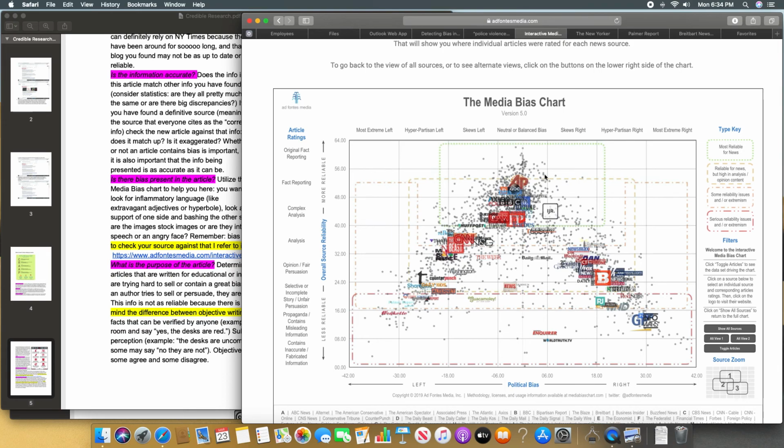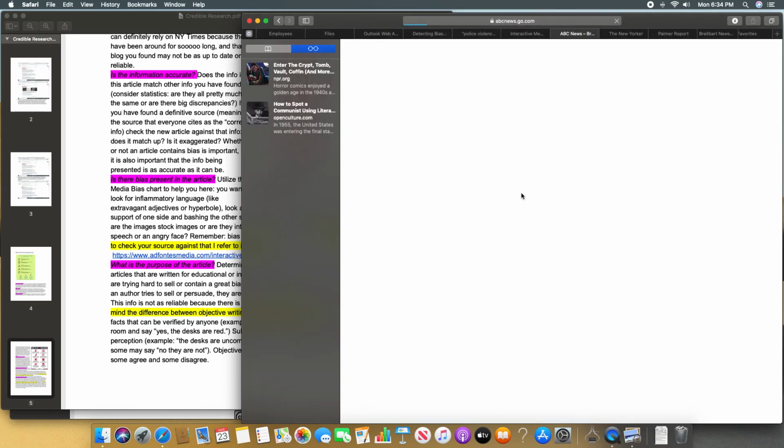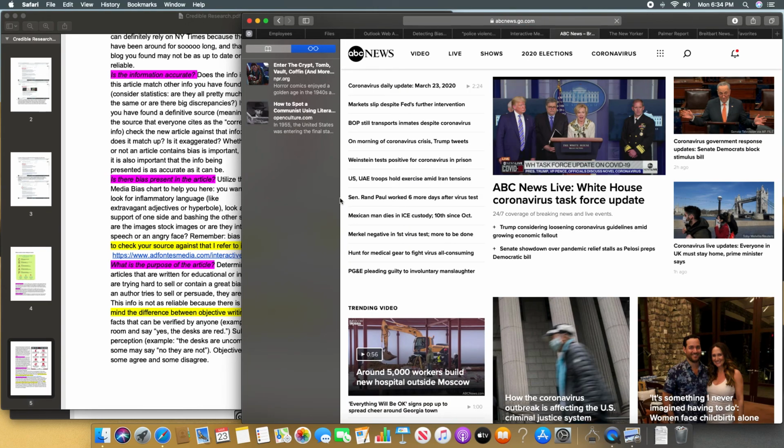If you find a source, you can check it against here and see if you can find it, right? You're like, oh, okay, I found this source and it was on, let's see, here, okay, alternate. All right, this tells me that it's hyperpartisan left, and it's also selective or incomplete stories, unfair persuasion. All right, I'm not going to be using that site, right? But if I have something from, oops, okay, that's cool. That's where I wanted to go.